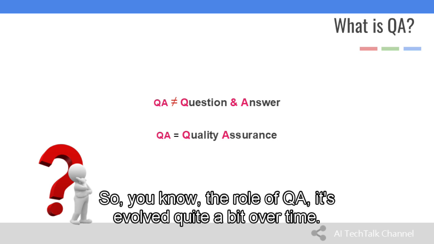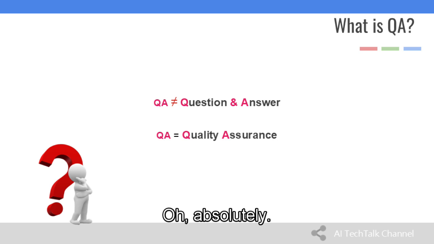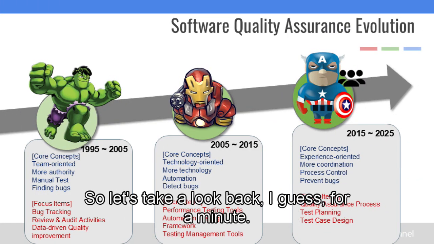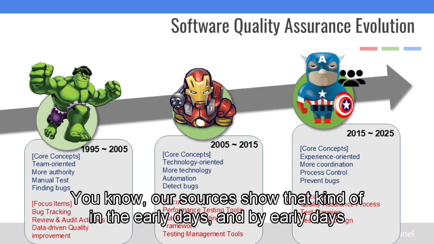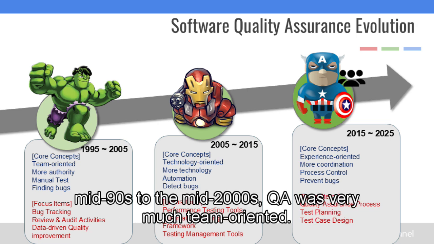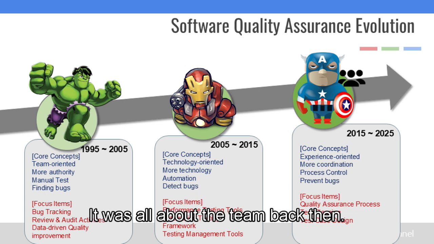The busters, love it. So, you know, the role of QA, it's evolved quite a bit over time. Oh, absolutely. As software development has changed, so too has QA. So let's take a look back for a minute. Our sources show that in the early days, and by early days, we're talking mid-90s to the mid-2000s, QA was very much team-oriented. It was all about the team back then.